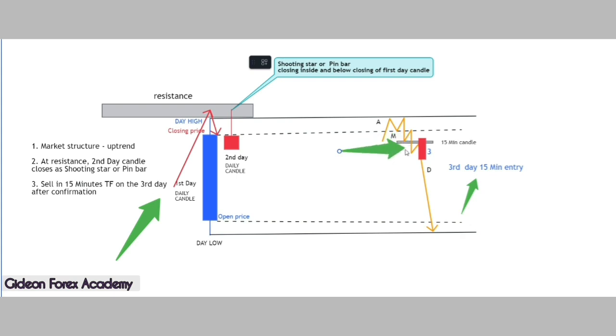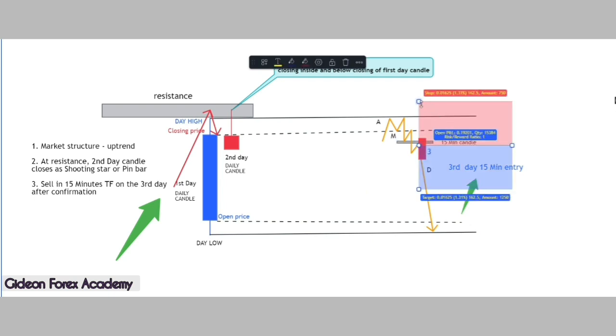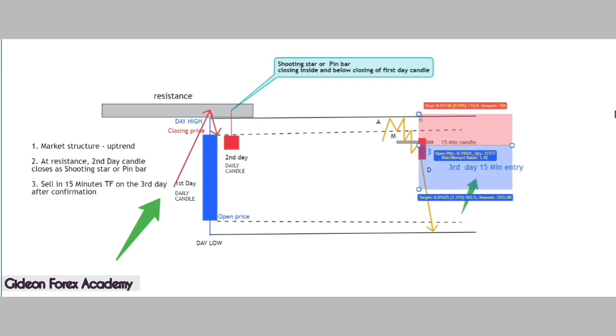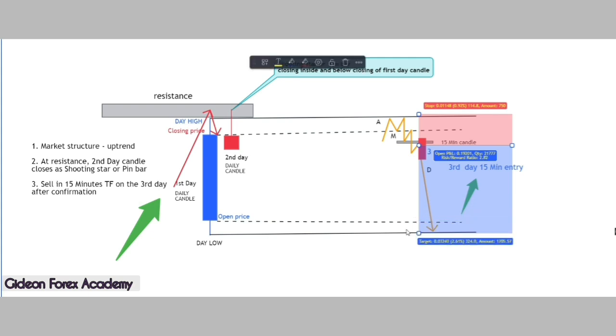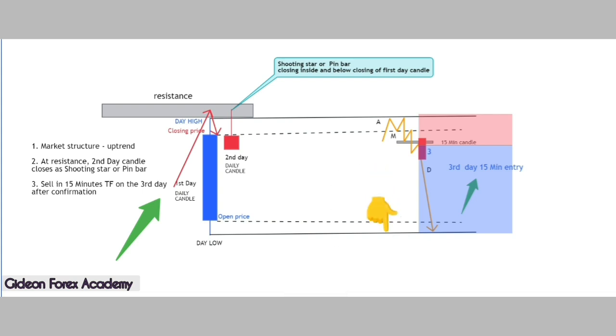Then in your 15 minutes time frame, you just wait for your candlestick patterns on lower time frames, like a bearish engulfing candle or double top at lower time frames, or three black crows like that. And then you place your sell position after some form of retest, confirming your entry to the downside. This is how you would trade this, and target the daily low of the first day candle, which is this one. This would be the daily low, this price here.